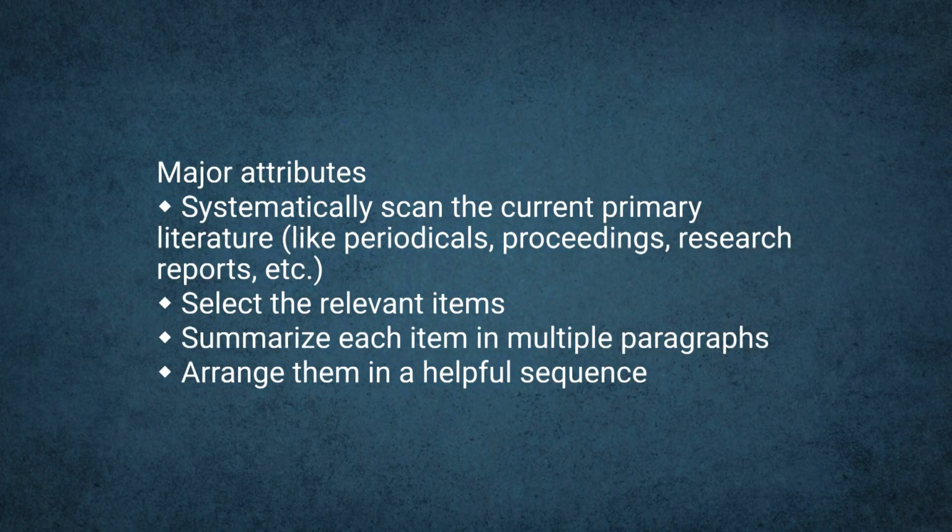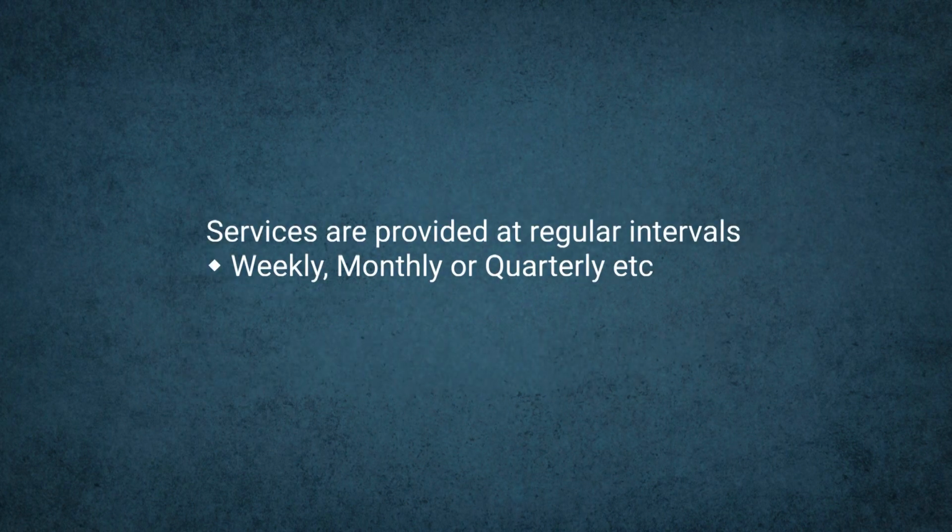So different categories of people require different types of information. We have to understand that, and we can have multiple sections and subsections in a digest. Major attributes include systematically scanning the current primary literature like periodicals, proceedings, research reports, everything. Then select the relevant items, summarize them, arrange them, and publish at regular intervals, weekly or monthly, that way.